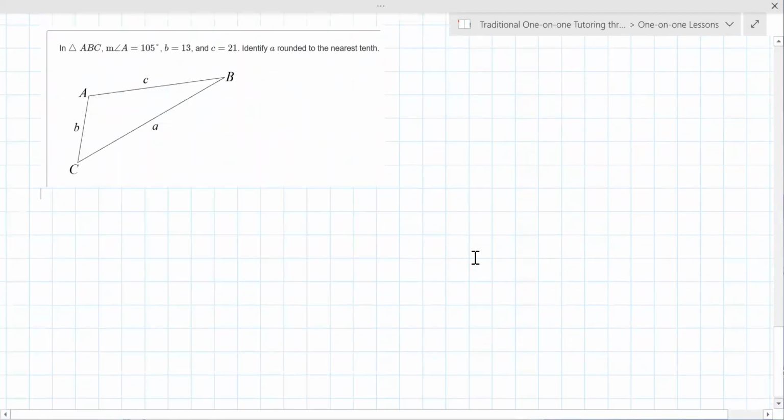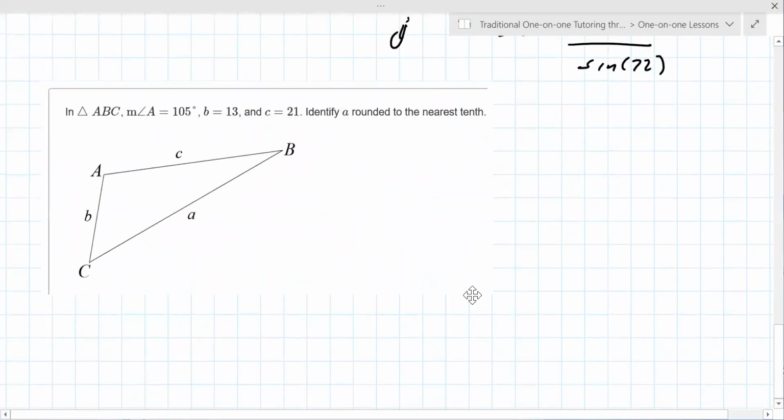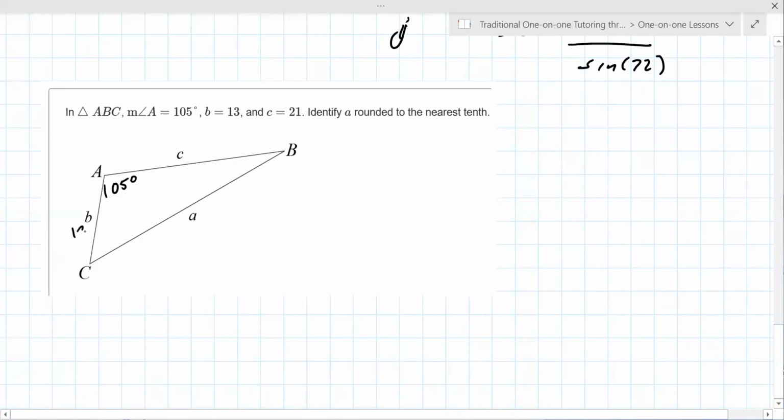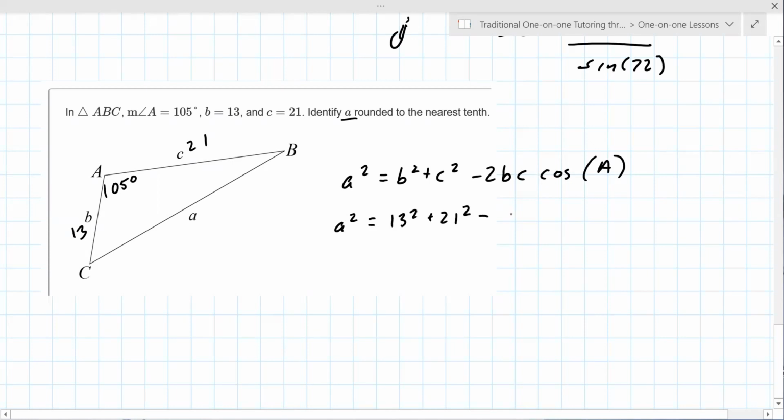All right. So this question, we're going to fill in as much as we can. They give you angle A, that's 105 degrees. They tell you b is 13, they tell you c is 21. And they want you to find a. So a squared equals b squared plus c squared minus 2bc cosine big A. In this case, we're trying to find a on the left here. So it's 13 squared plus 21 squared minus 2 times 13 times 21 times cosine of 105. Now a is the square root of all that.